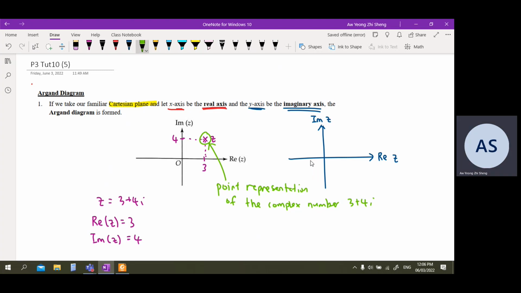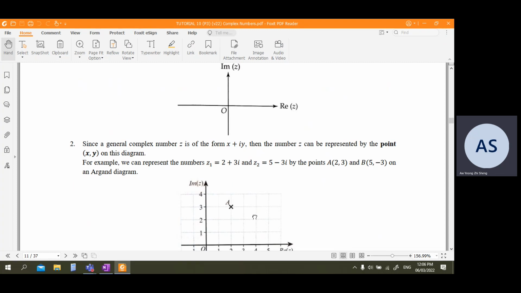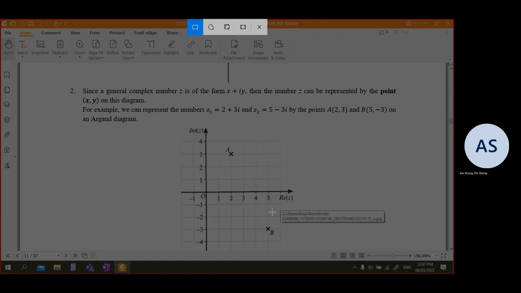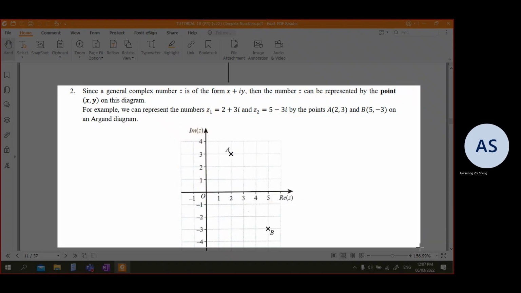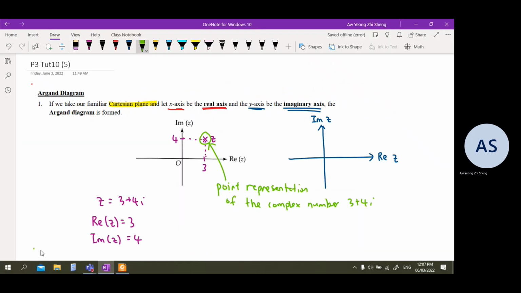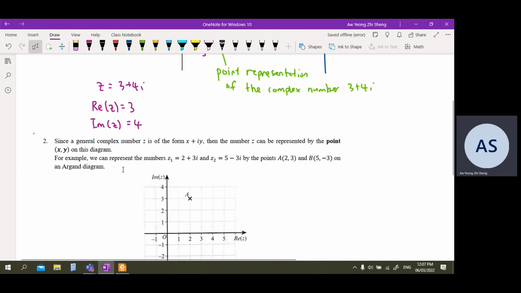Okay, now let's move to point number 2 of the notes. In this chapter, we have learned that a complex number in general can be written in the form x plus yi, where x and y are real numbers. And so here it is telling us that any complex number z that is written in the form x plus yi can be represented by the point with coordinates (x, y) on the Argand diagram.